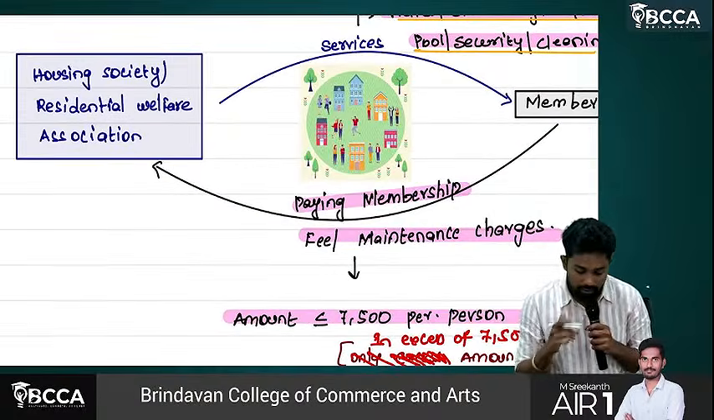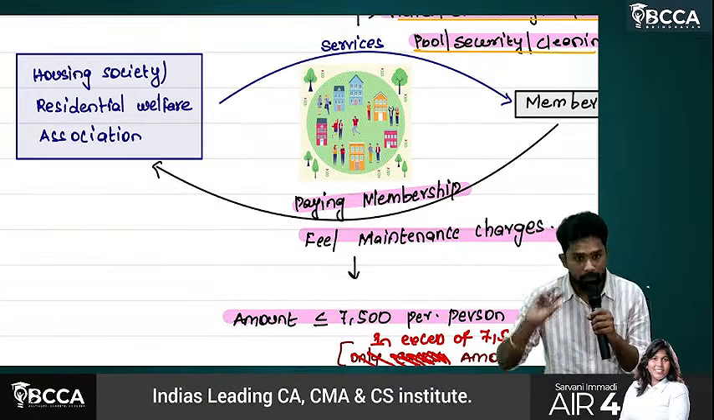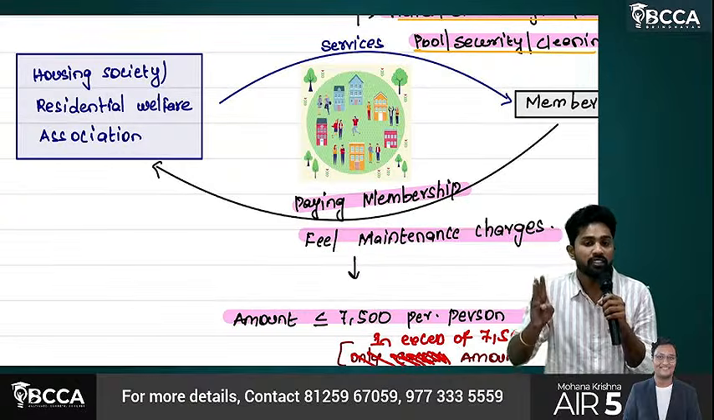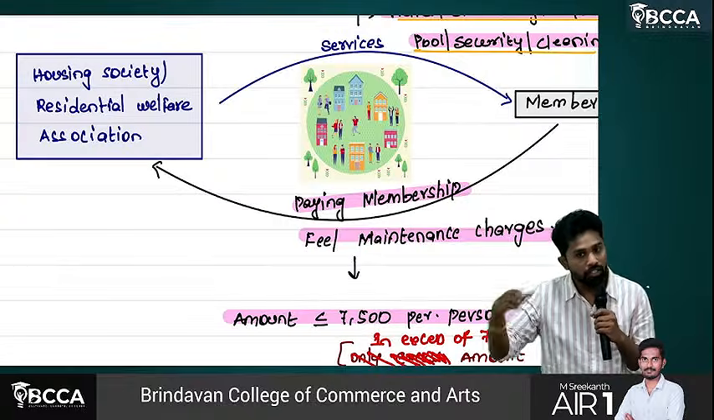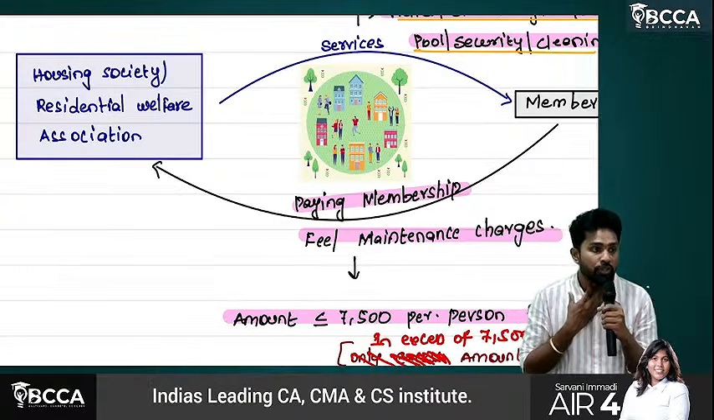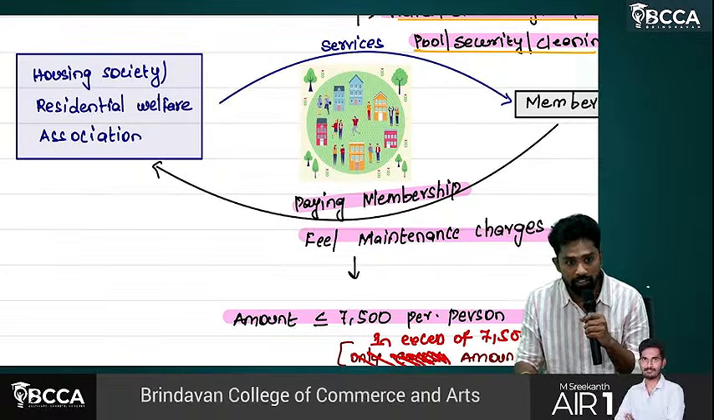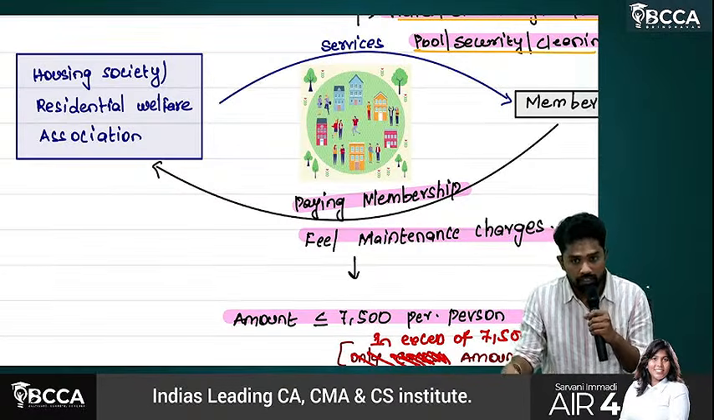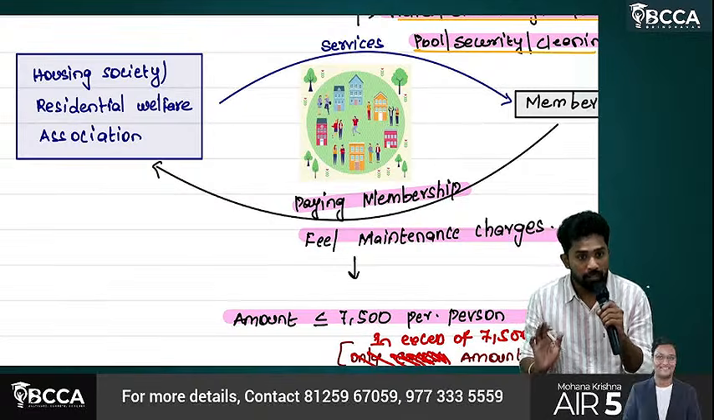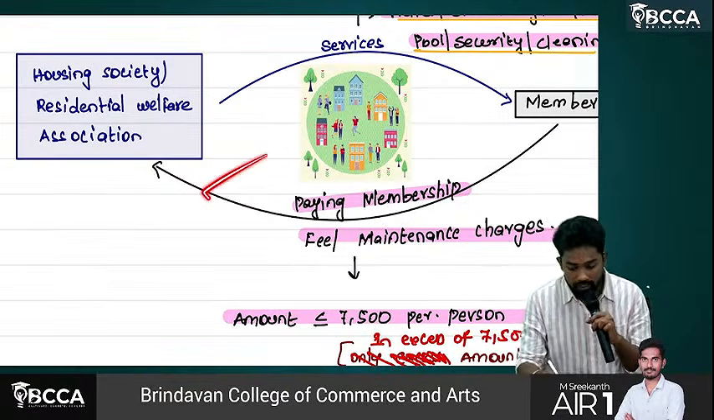Housing society, residential. Sir, you live in an apartment. Every month, the apartment association is asking you to pay 3,000. Why 3,000? To keep the common area clean, for lift services, the security, all those. For that 3,000, less than 7,500 only, it is exempted. If they ask you to pay 10,000, which is more than 7,500, sir, I am not talking about rent, I am talking about maintenance only. That is more than 7,500, then it is what?